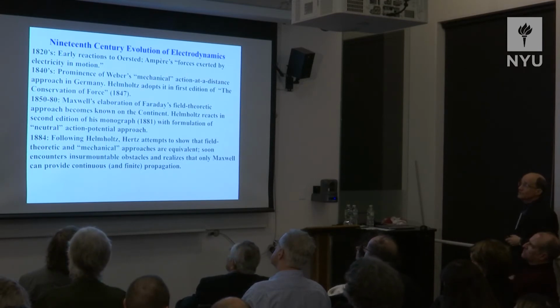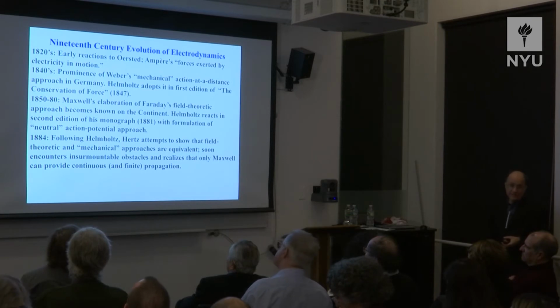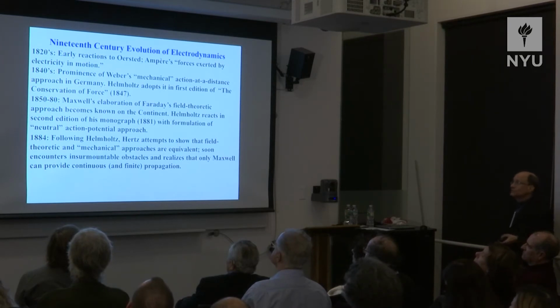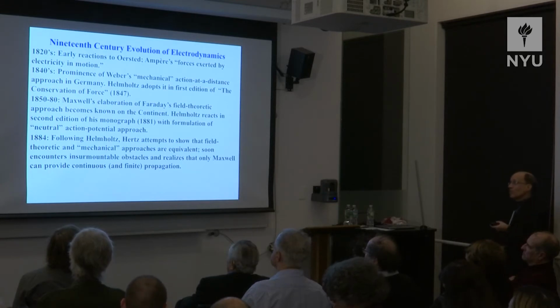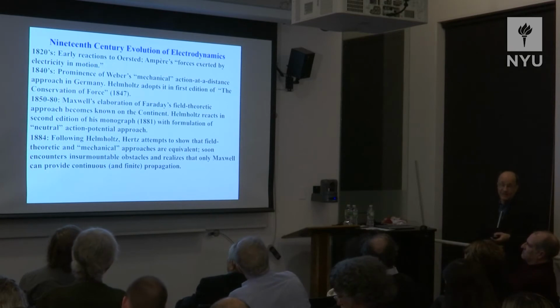Following Helmholtz, Hertz in 1884, he was a student of Helmholtz, attempts to show that the field theoretic approach of Maxwell and the mechanical approaches are actually equivalent, that you're going to get the same results in both of them. However, he soon encounters insurmountable obstacles proving that they're equivalent, and he finally realizes that only Maxwell can give you continuous and finite propagation of electromagnetic action, which you're not going to get in that action at a distance theory, no matter what you do to it.